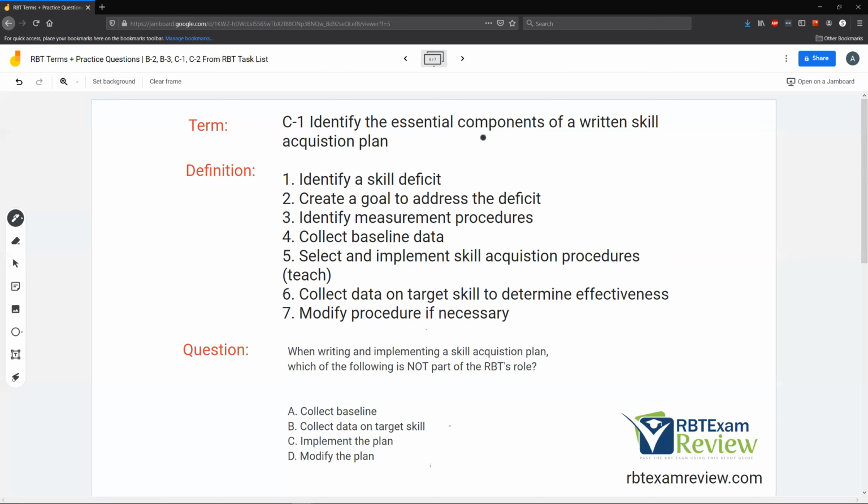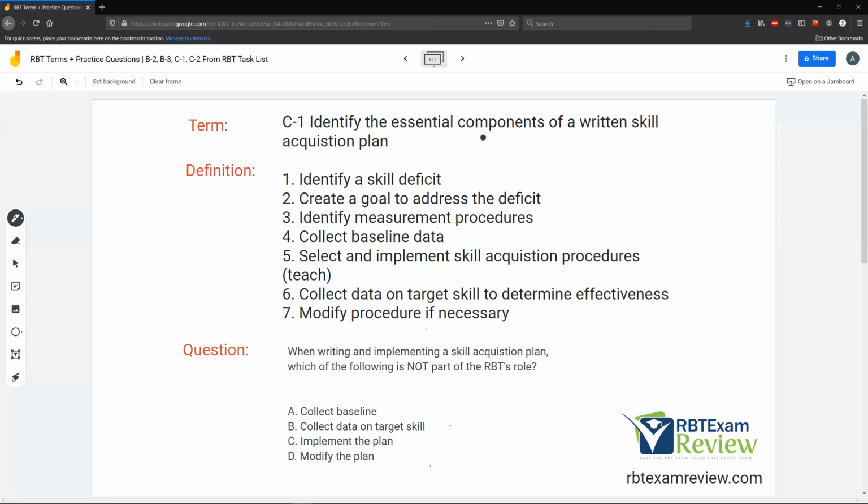Once we have baseline, now we select and implement our procedures. So are we going to task chain shoe tying? How are we going to teach shoe tying? And then RBT, your primary role is implementation. So you implement the skill acquisition procedure for shoe tying. You teach. Then what? As you're teaching, what are you doing? You're collecting data. Remember, we're collecting data on everything. Data drives our decision. Everything we do is based on data. So as you're teaching, you're collecting data to determine how effective your teaching is. That data is going to tell you, are you effective or are you not?